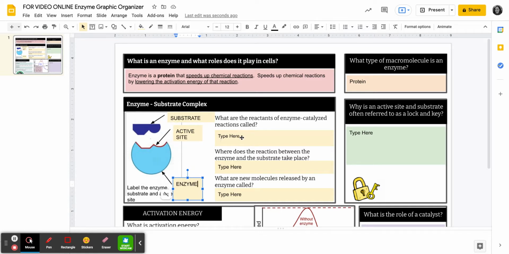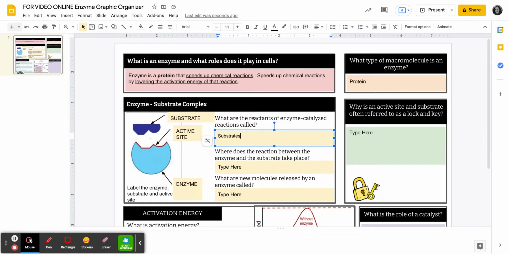Okay, so what are the reactants of an enzyme catalyzed reaction called? So what are the reactants? Well, all the reactants are exactly what I said right here, a substrate. So the substrates are the reactants of this reaction. Okay, reactants, remember, are what goes into a reaction. Products are what is produced or what comes out.